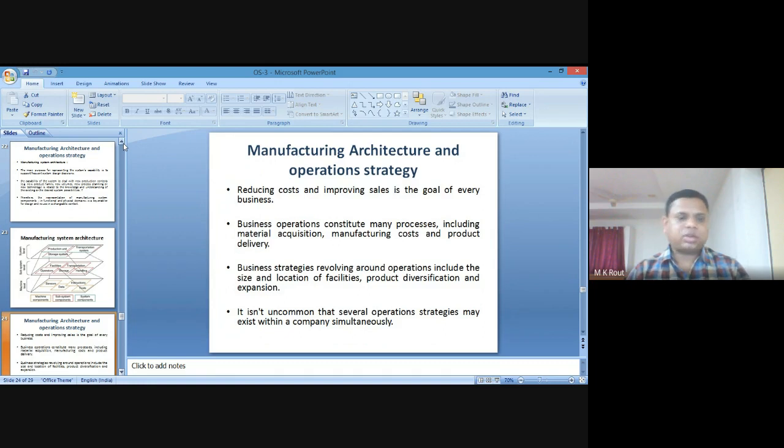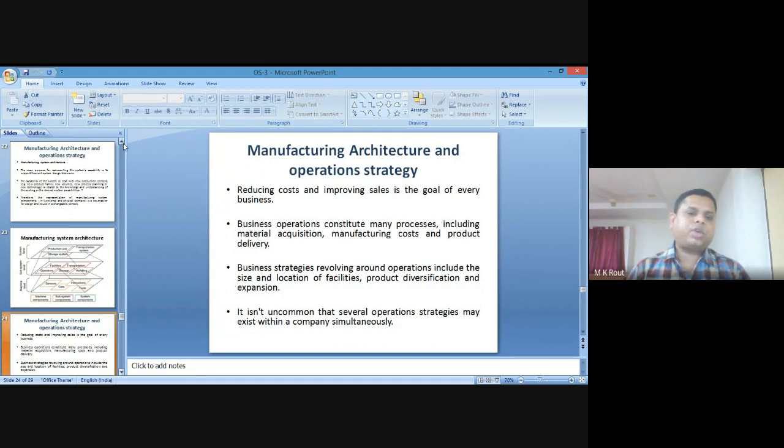I repeat, reduce the cost of raw material, or tools, which are directly or indirectly involved in the production unit. The next part is that business operation consists of many processes, including material acquisition, manufacturing cost, and product delivery. The next part is that business strategy revolves around operation, including the size of location facilities. This is the most important thing.